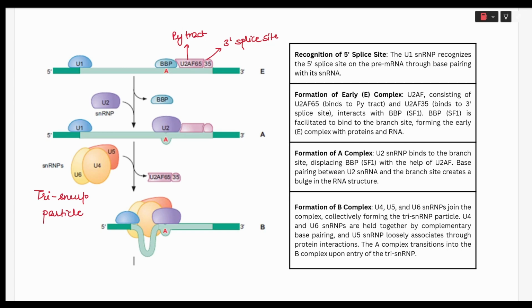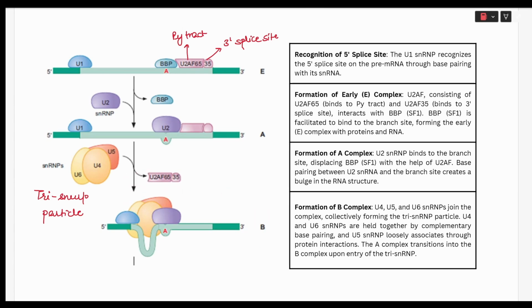Now, what happens here? The U4 and the U6, I hope you can see here. This is the U4, this guy, and this is the U6 on the side, right? They are held together by, you can say, strong complementary base pairing. Their snRNAs have a base pairing, so they are held together tightly. However, the U5, the guy in the back, is just a tag along. So the U5 is loosely associated here, okay? After this, where these two are replaced, this forms the B complex.